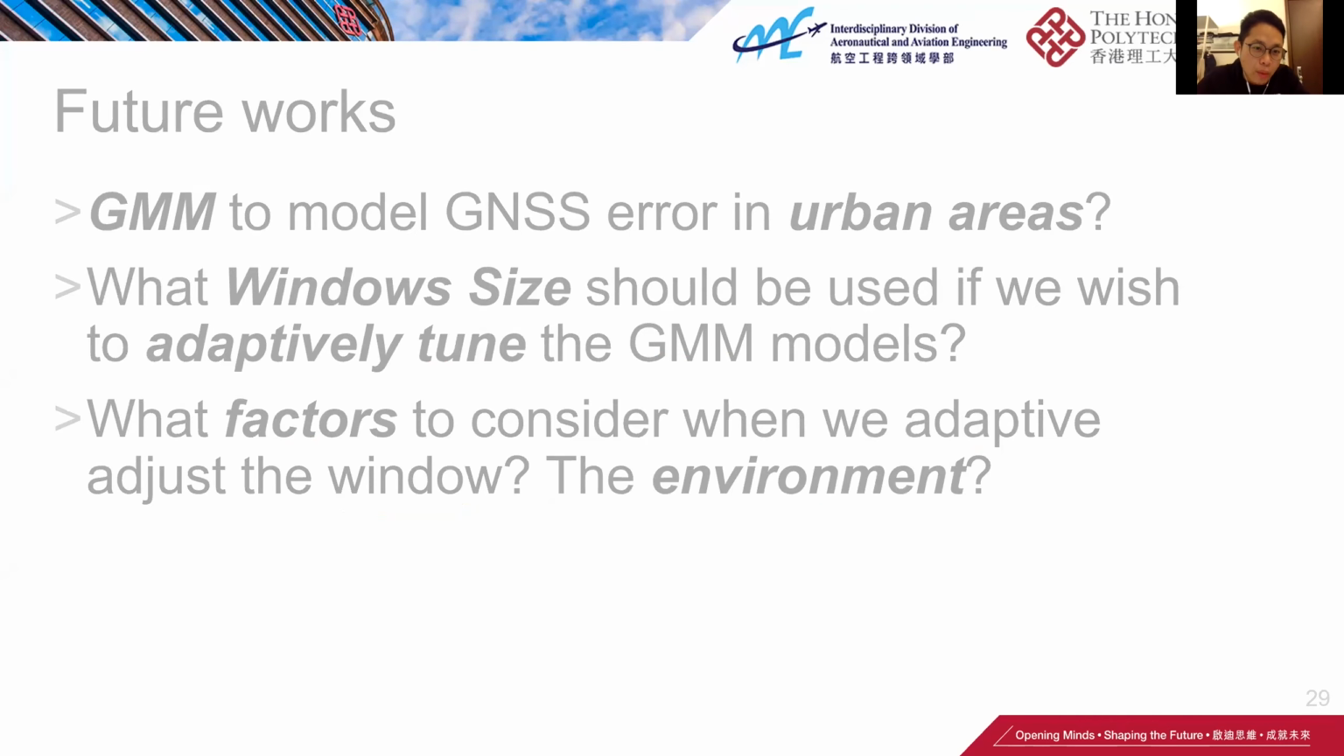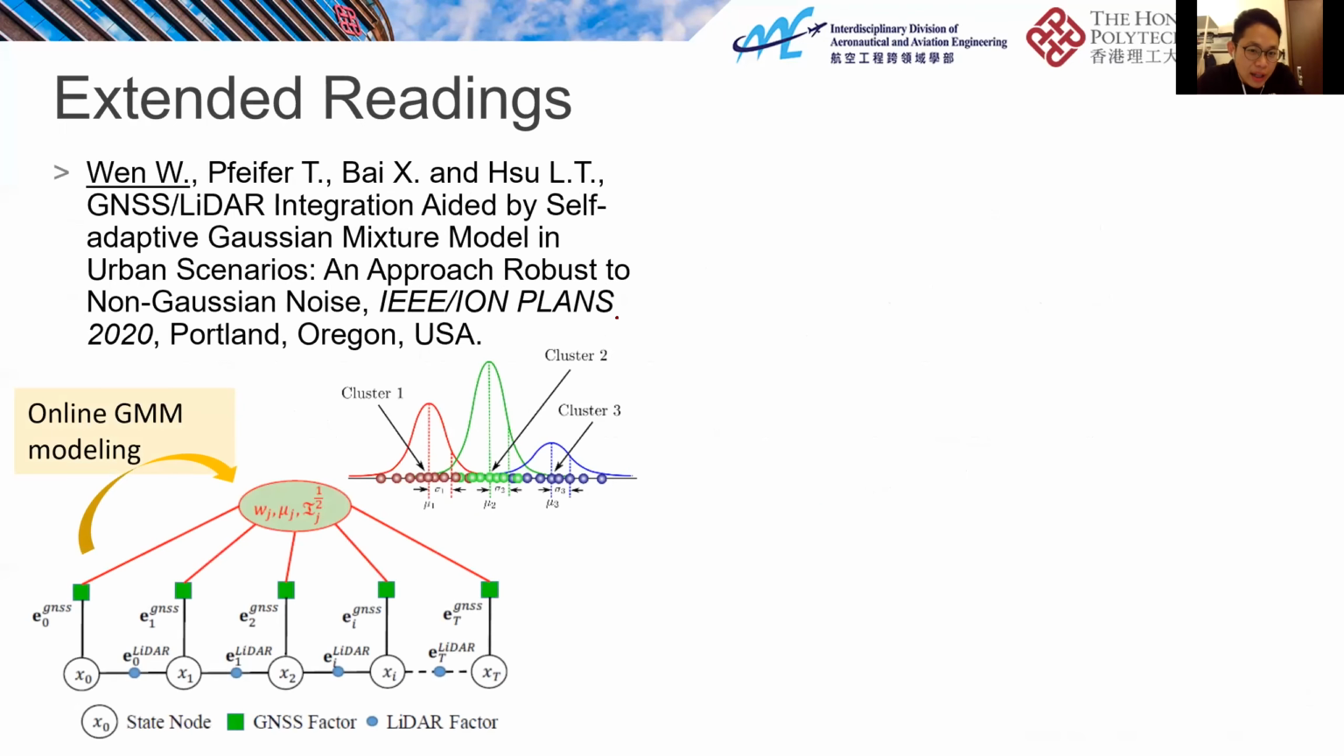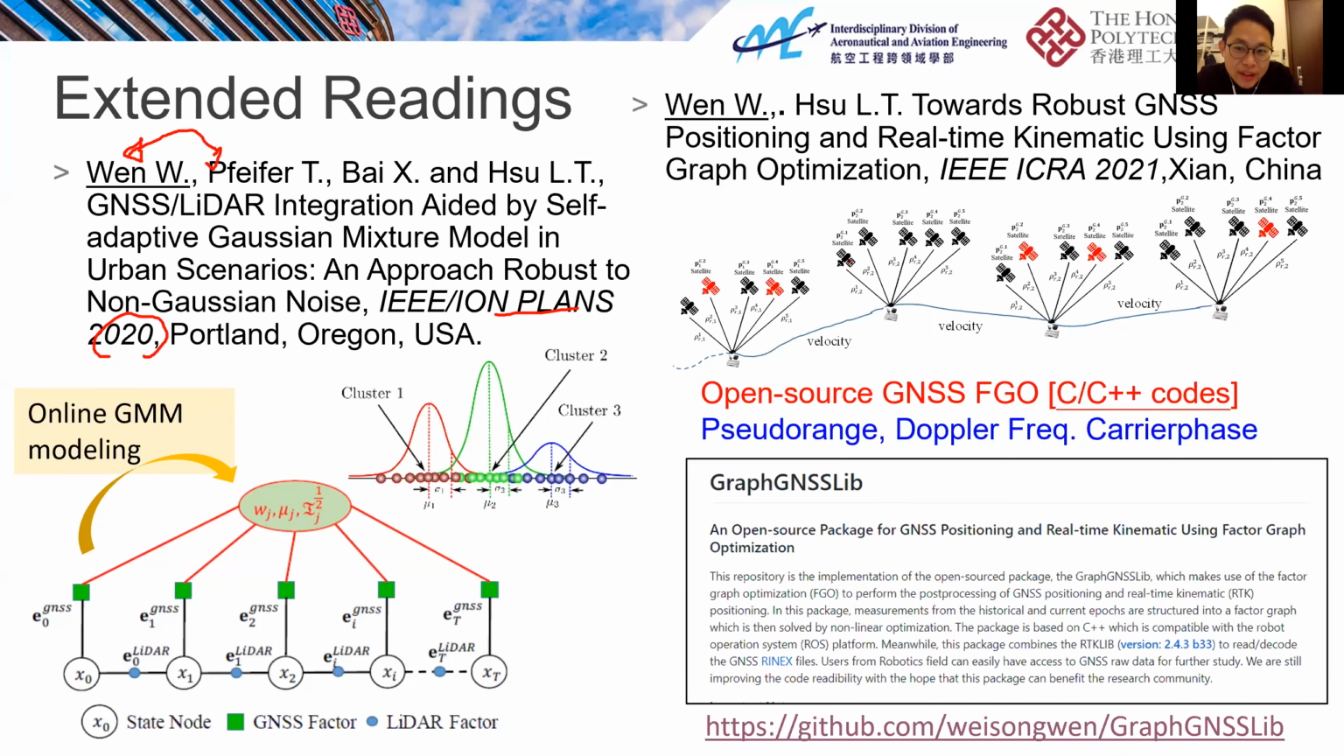If you're interested in how we can use FGO to effectively model the GNSS errors, you can check our paper in PLANS 2020, with Dr. Weisong and the team. A very interesting paper, I strongly suggest you read it. And if you're interested in implementing FGO, our latest paper published in IEEE ICRA 2021 is the open source code for GNSS-FGO.